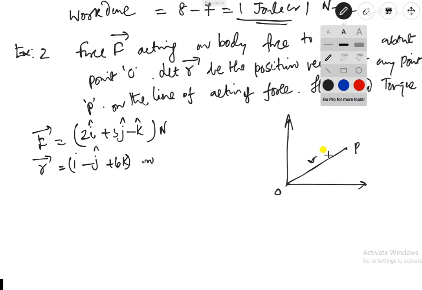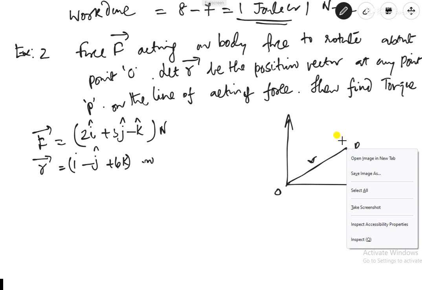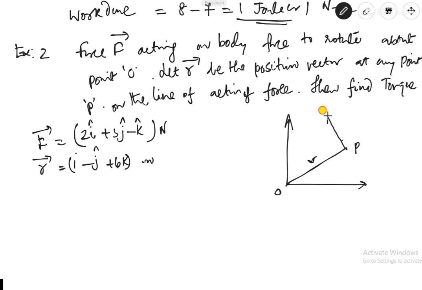So this is the position vector R from the point O to P, and here there is a line of action. Force is acting here. So we have defined what torque is. As you know, torque is equal to R cross F. This is a cross product because the resultant is a vector, and the direction is perpendicular to both R and F. This is the line of action of the force, which tries to rotate about point O.